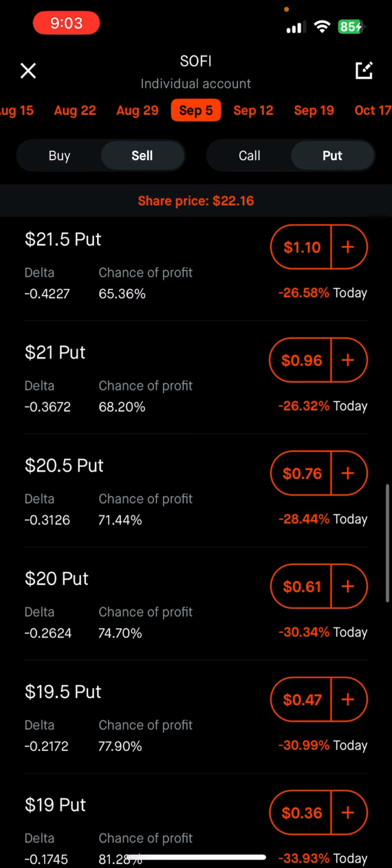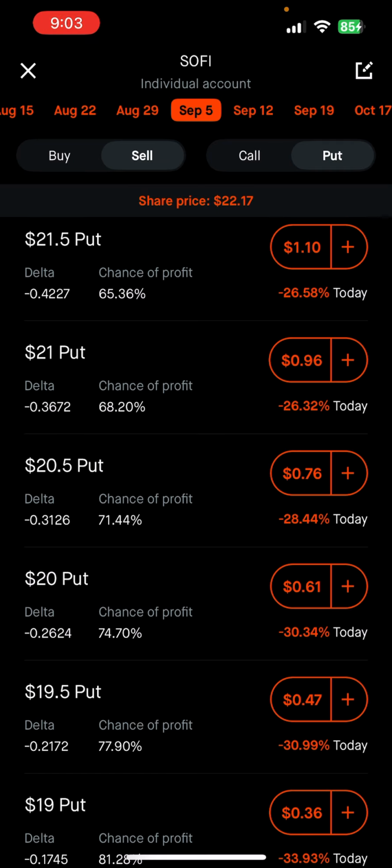So with a delta of 0.3 with selling puts, it's essentially telling you that there is a 30% chance that it expires in the money and you get assigned. So that means you have a pretty good chance of profit, around that 70%. It's not 1-to-1, but it is really close.